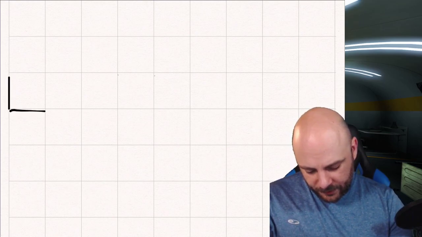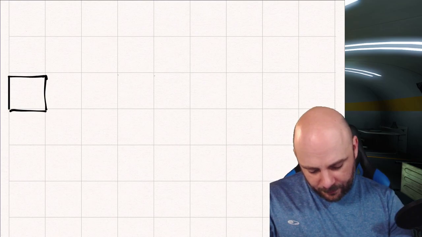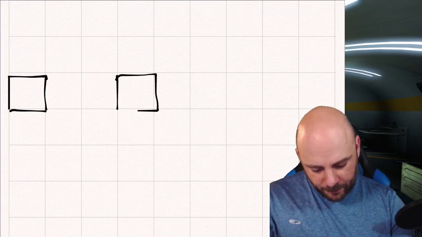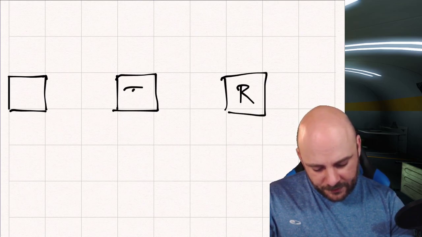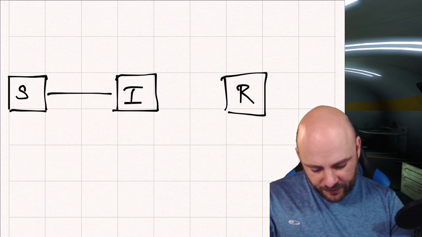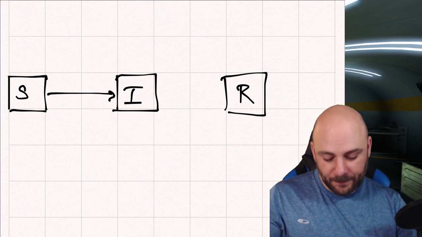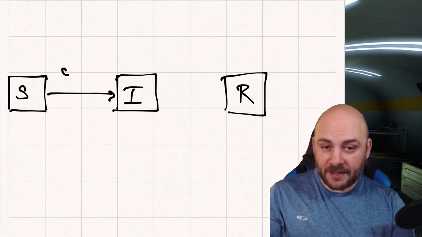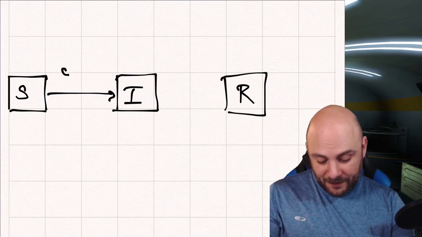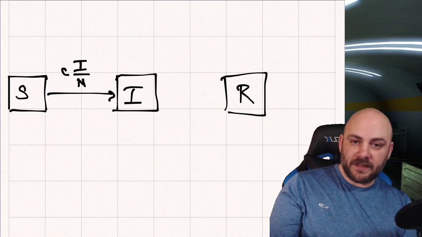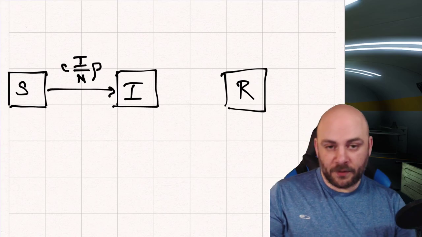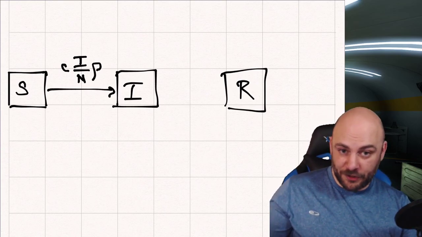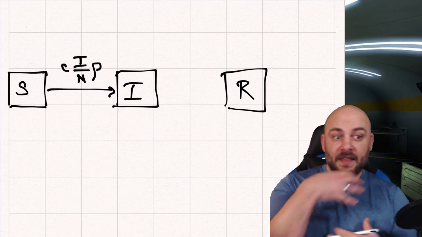So I'm gonna make a compartment right here. I'm not even worried about them being perfect boxes anymore. Gonna make a compartment right there. I'm gonna make a compartment right there. This is R, this is I, this is S. So moving from S to I, we need to know my number of contacts. We need to multiply that by the density of infectious individuals in the population. And then we need to multiply that by rho, the probability that that contact actually results in a new illness.